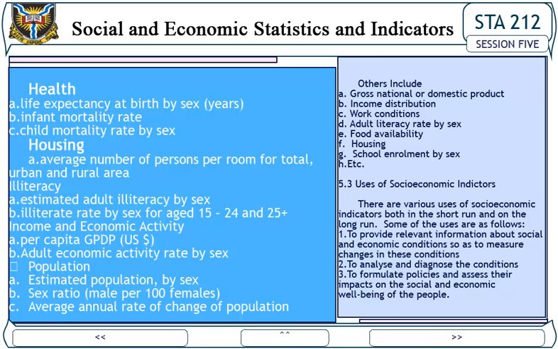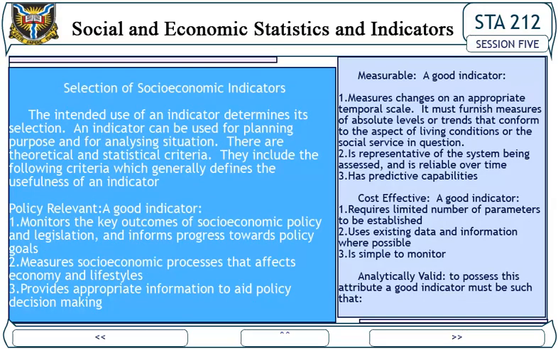There are various uses of socio-economic indicators, both in the short run and in the long run. Some of the uses are as follows. 1. To provide relevant information about social and economic conditions so as to measure changes in these conditions. 2. To analyze and diagnose the conditions. 3. To formulate policies and assess their impact on the social and economic well-being of the people. Selection of socio-economic indicators. The intended use of an indicator determines its selection. An indicator can be used for planning purposes and for analyzing situations.